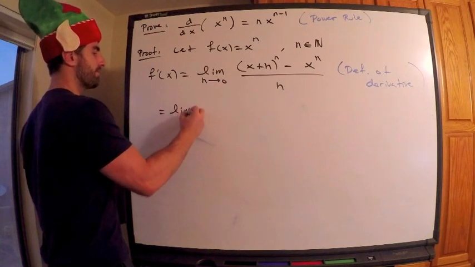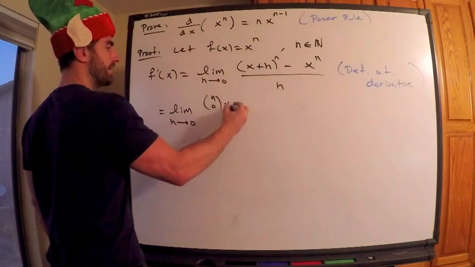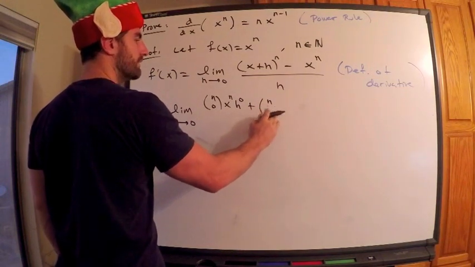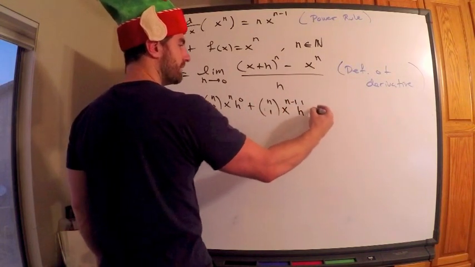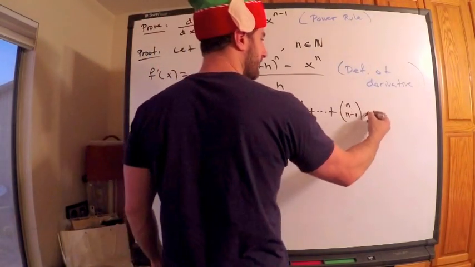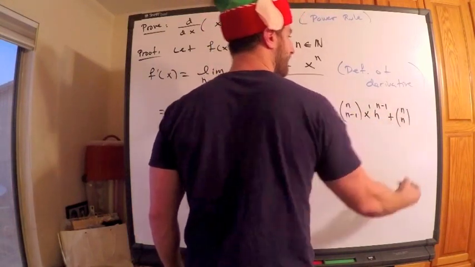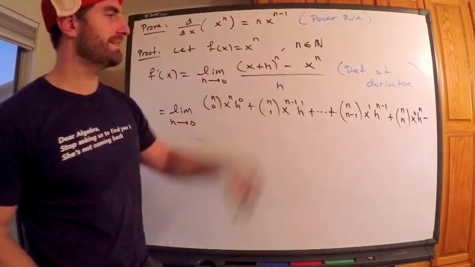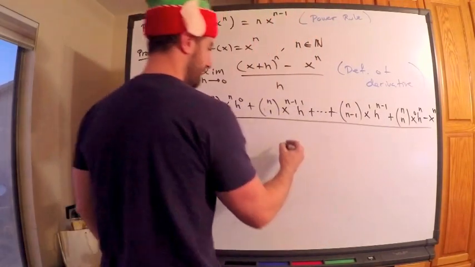Using the binomial theorem, h tends to 0. This is n choose 0, x to the n, h to the 0, plus n choose 1, x to the n minus 1, h to the 1, plus, keep going, n choose n minus 1, x to the 1, h to the n minus 1, plus n choose n, h to the n, minus x to the n. There, I barely fit it. Minus x to the n, all over h.